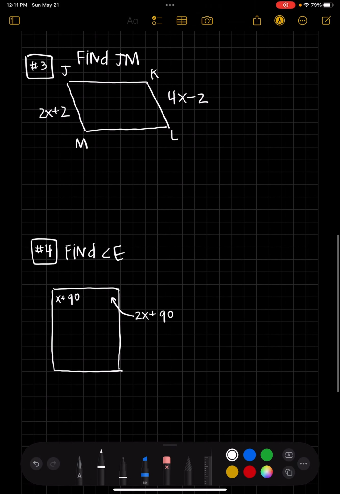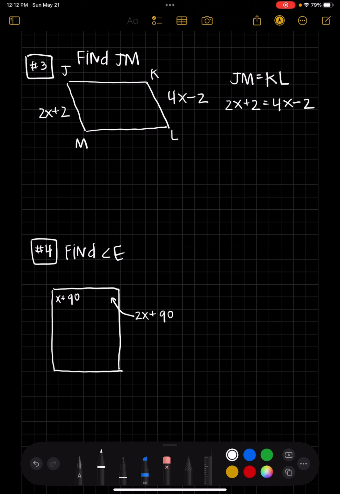On the third example, it's a line one. So these two lines, line JM and line KL, are opposites of each other, which means that they're equal to each other. So I can write this equation that says JM is equal to KL. Now, what I'm going to do is plug in what I know that JM and KL are. So I'm going to have 2x plus 2 is equal to 4x minus 2.